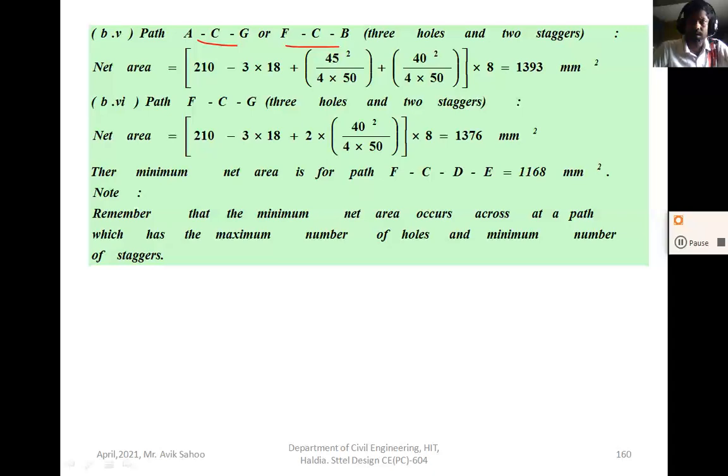So we get the net area, how much? 1393. Similarly, for the path FCG, 3 holes and 2 staggers, we get an area of 1376 square millimeter.